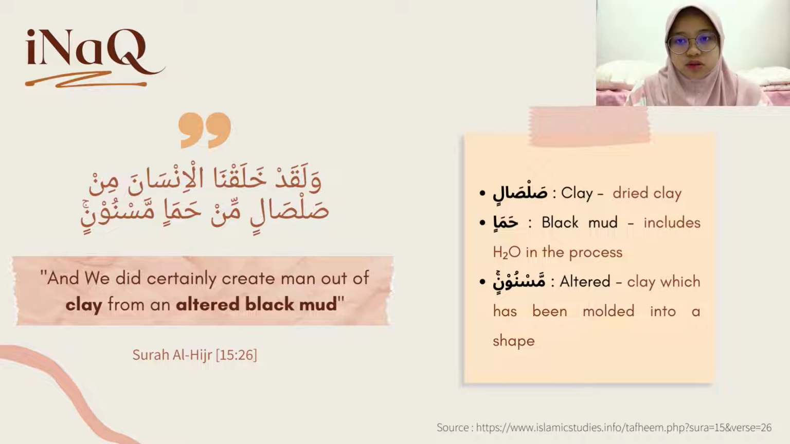The word salsalin, which is clay, means human made out of dried clay, and the word hama'in is black mud, which means it is mud that includes water, H2O, in the process, and then masnoon, which means altered, which is clay that has been molded into a shape. So as we can see here, the process is like the process of making pottery or ceramic.